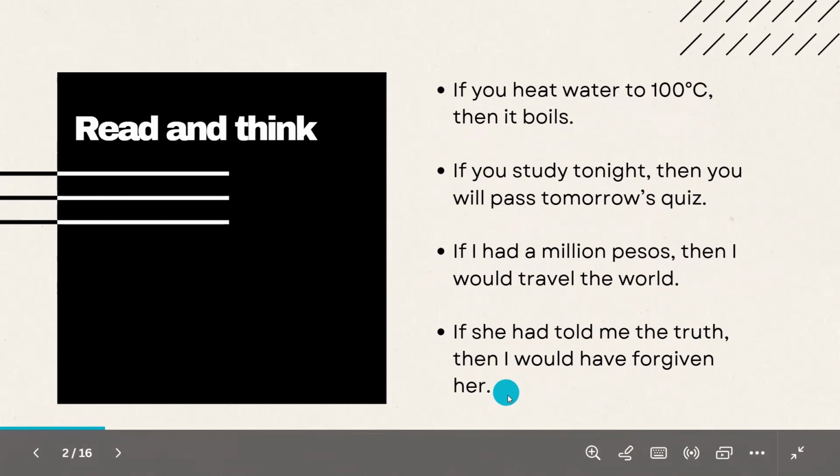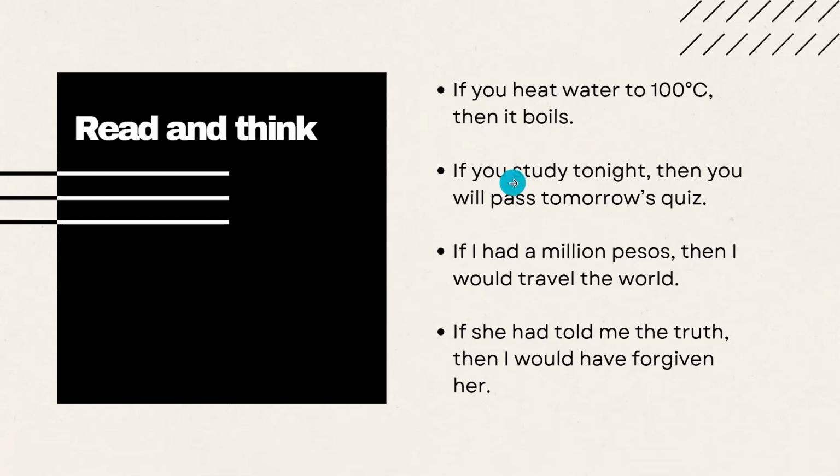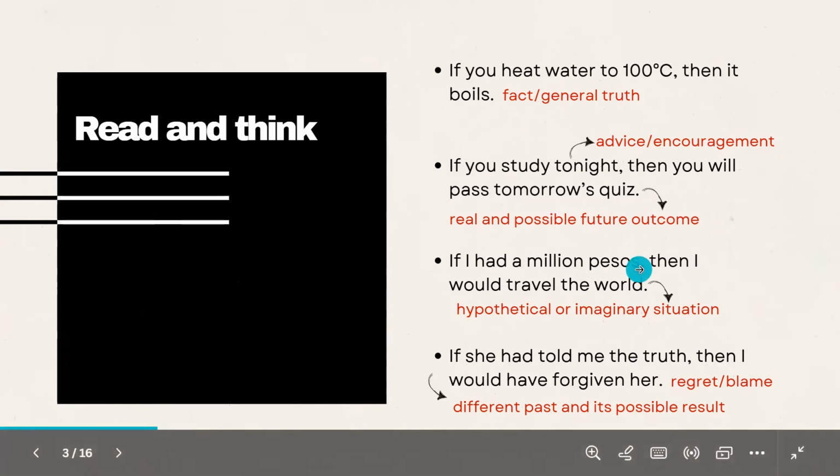So you might want to ask yourself, looking at these examples, what do you notice about the way they all start with if? Do all these sentences talk about the same kind of situation, or do they show different kinds of possibilities? Basically, these examples actually represent different types of conditionals.